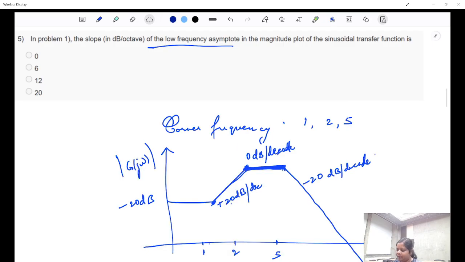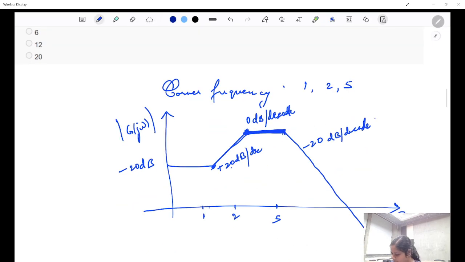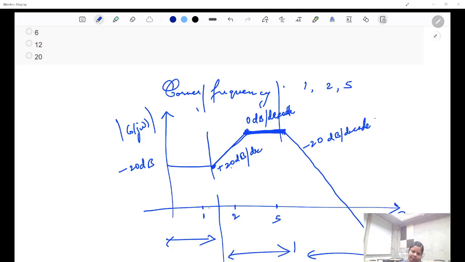So if it is high frequency, you have to see the high frequency region, which is after this. For low frequency, we have to see the region before the first corner frequency, and for this region we don't say a name. If it is explicitly asking you in this region, then only you have to reply according to that, else it is just in this region.